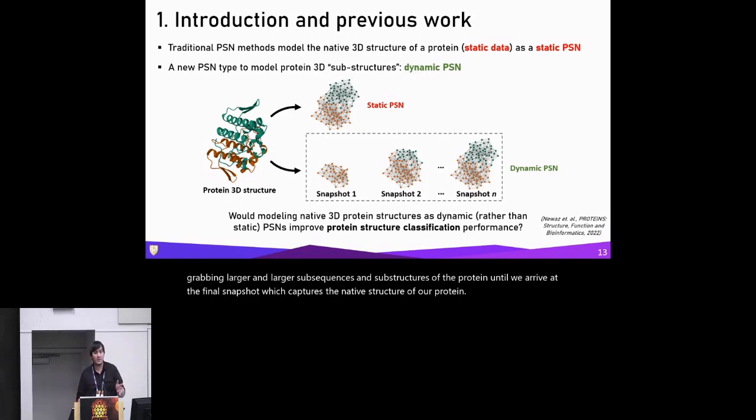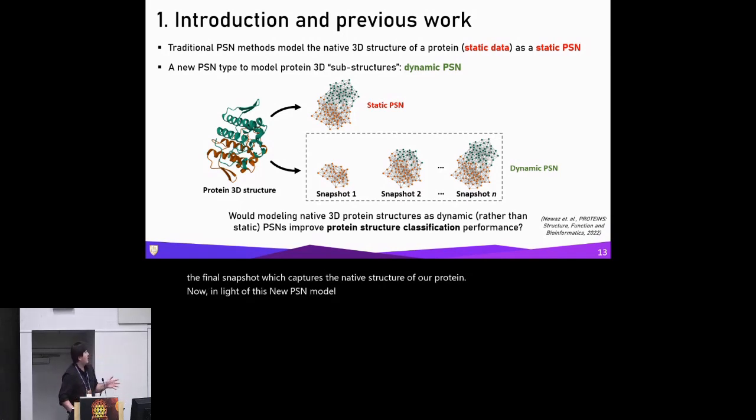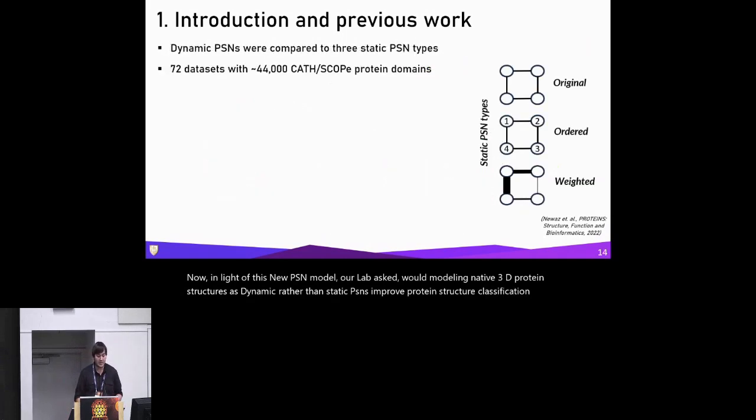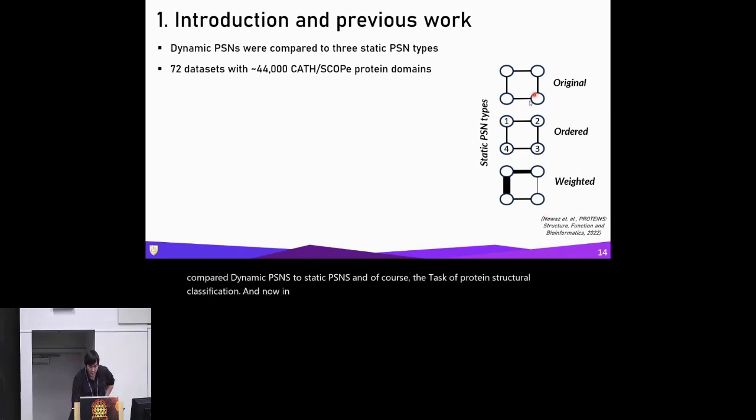Now, in light of this new PSN model, our lab asked, would modeling native 3D protein structures as dynamic rather than static PSNs improve protein structure classification performance? And to test this hypothesis, our lab designed a methodology where we compared dynamic PSNs to static PSNs in, of course, the task of protein structural classification. In particular, we used these 3 PSN types today, and I won't go into detail on these 3, but if you'd like to discuss them later, I certainly can. But these are the 3 static PSN types that we compared to.